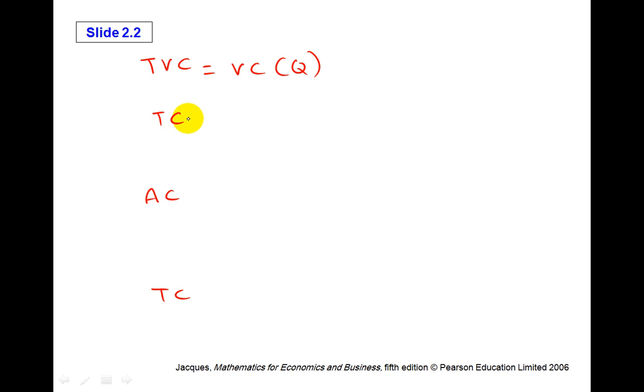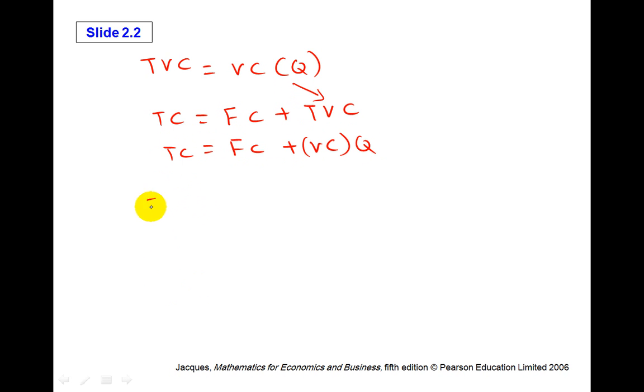And let's talk about total cost. Total cost is fixed cost plus total variable cost. And what's the total variable cost? You can plug in this here. So total cost will be fixed cost plus variable cost multiplied by the quantity. So this is our total cost.